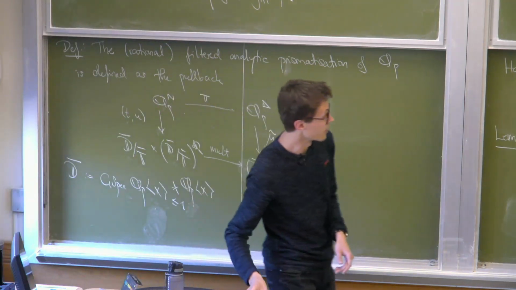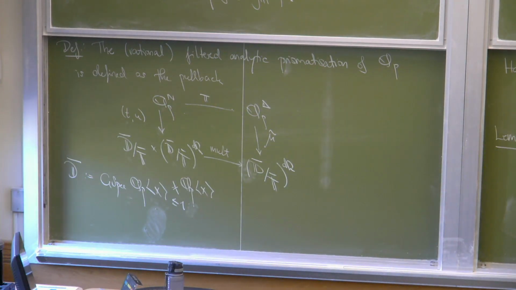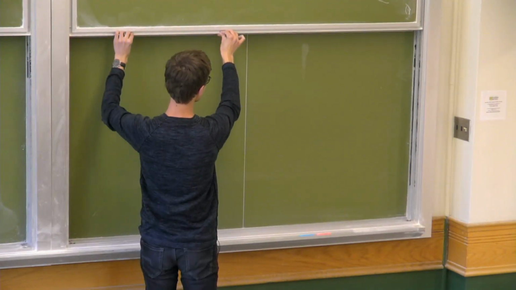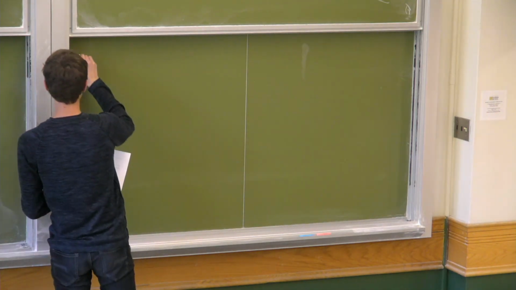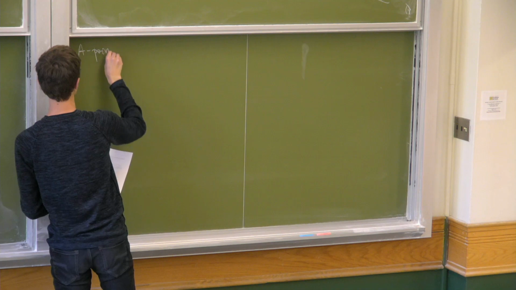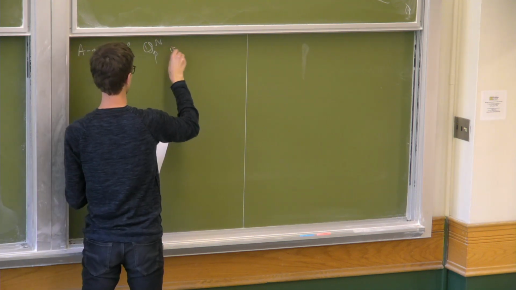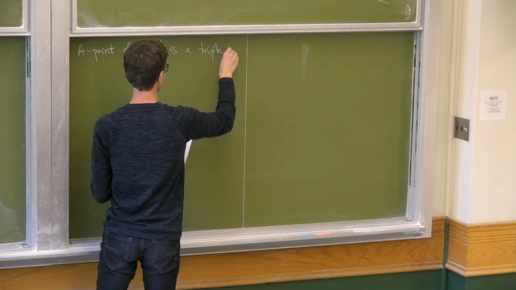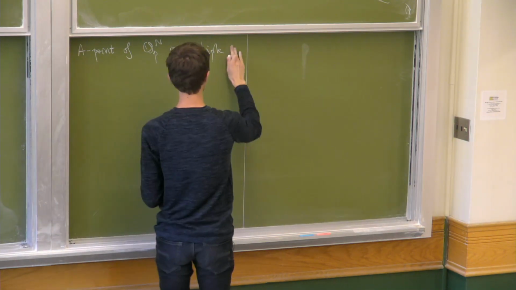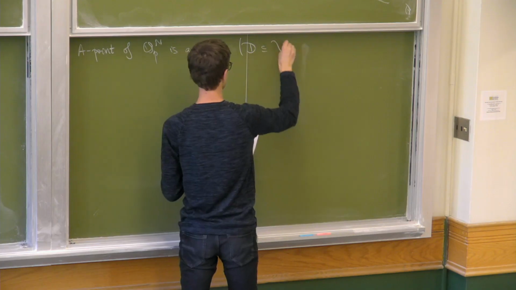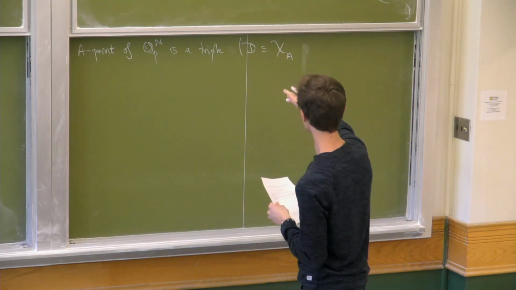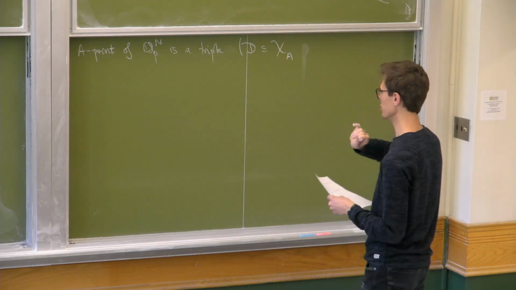Okay. So now I have to explain to you how to get the filtered prismatization of any Lagrange space X. And so, well, let's first think about what an A point of QP N is. This is a triple consisting of, I need a degree 1 divisor inside of XA. This gives me a point of QP prism.